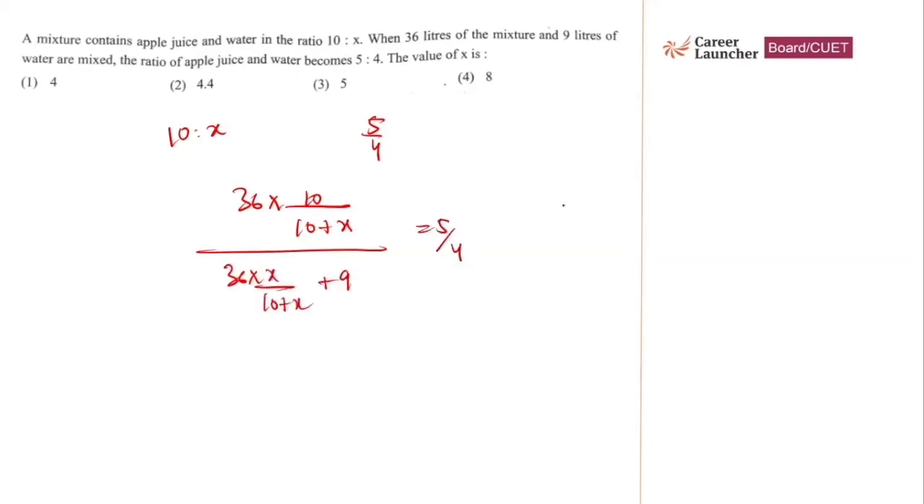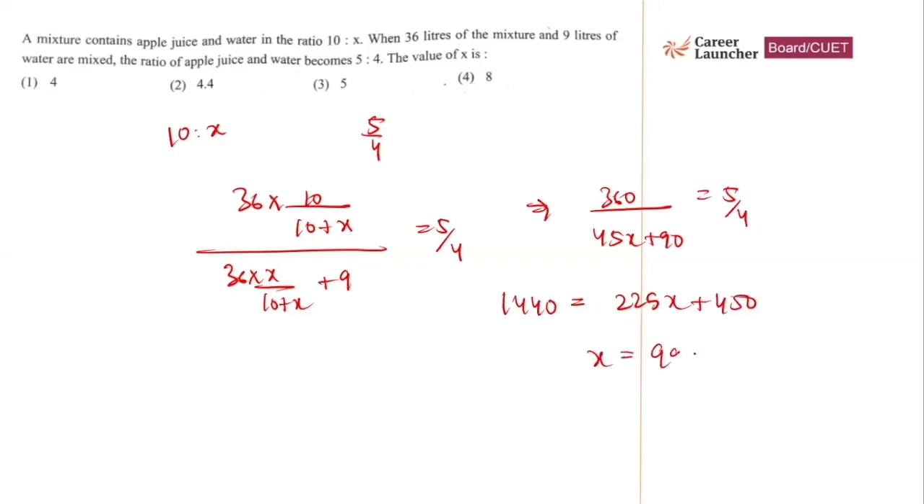So this equals 5 by 4. This will give us 360 upon 45x plus 90 equals 5 by 4. It means 1440 equals 225x plus 450. From here, x will be 990 upon 225. x equals 4.4. So option 2 is the correct answer.